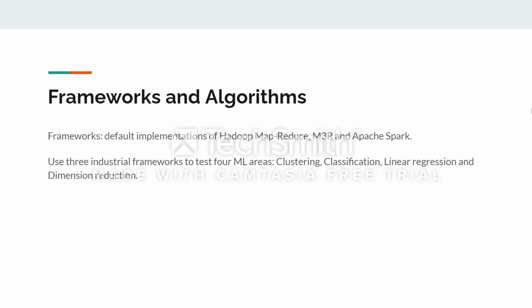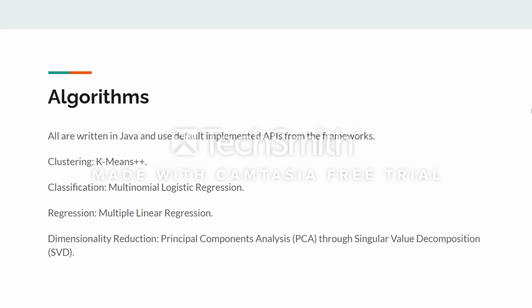Now we want to test four main machine learning areas. We want to test clustering, classification, linear regression, and dimension reduction. And we'll be looking at different algorithms for each of these areas. So all algorithms are written in Java, and they use the default implementations from the APIs of the frameworks. So there's no custom APIs used to do these.